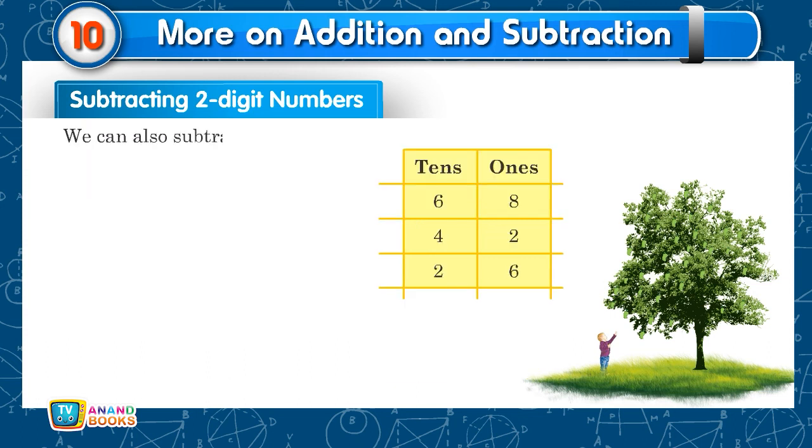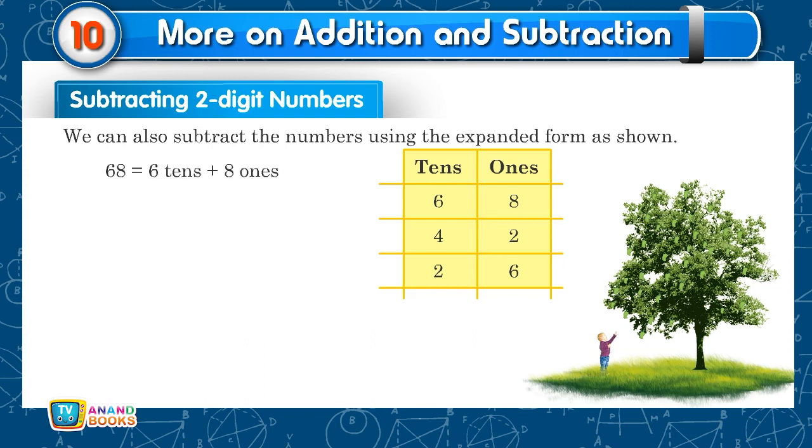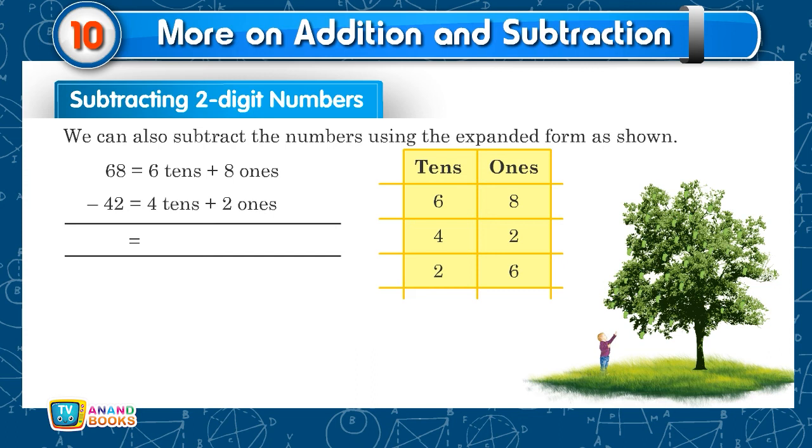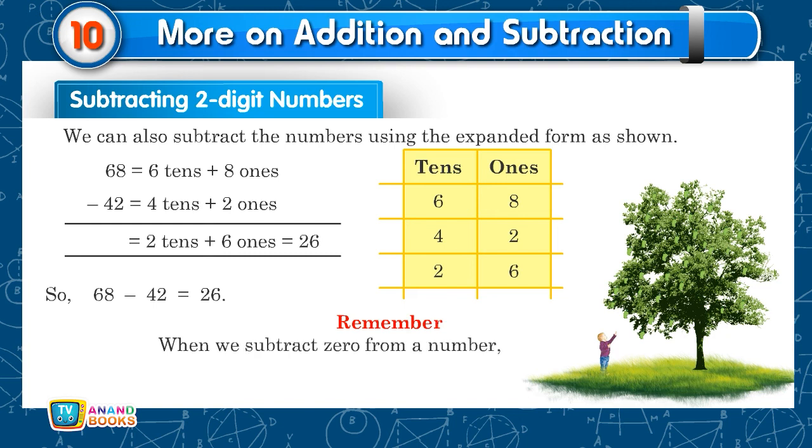We can also subtract the numbers using the expanded form, as shown. 68 is equal to 6 tens plus 8 ones. Minus 42 is equal to 4 tens plus 2 ones, which is equal to 2 tens plus 6 ones, that is 26. Remember, when we subtract 0 from a number, we get the same number. Examples, 4 minus 0 is equal to 4. 7 minus 0 is equal to 7.